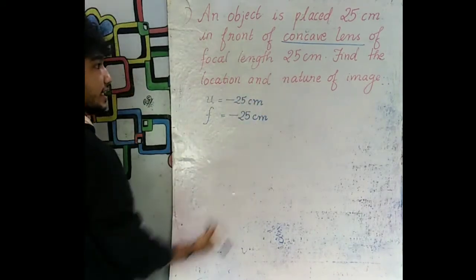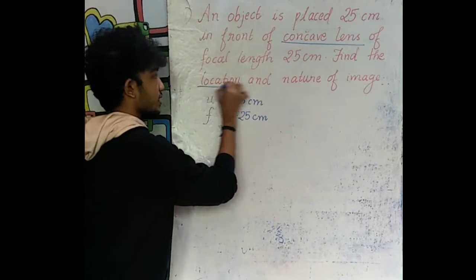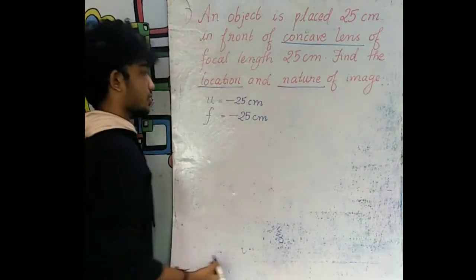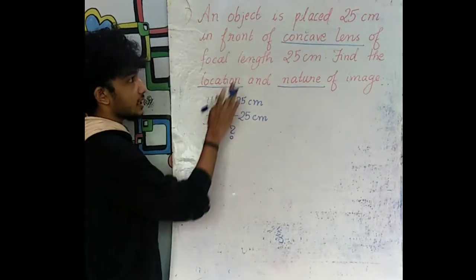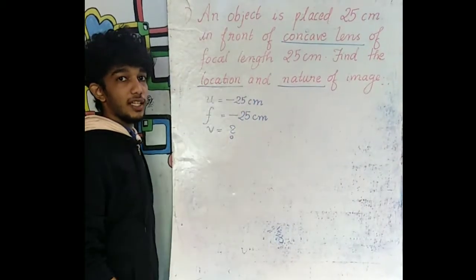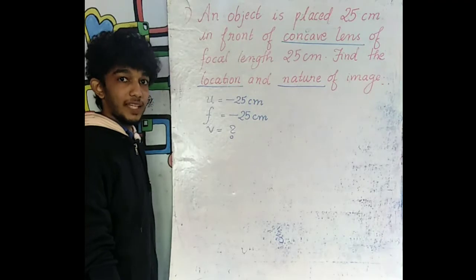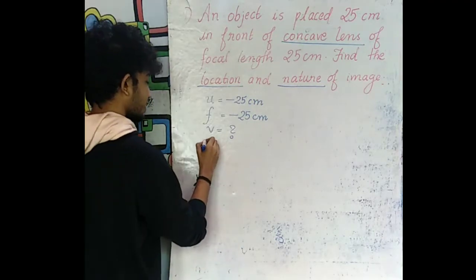Find the location and nature of the image. Where the image is located and what about its nature. Location means we have to find V. See the question. The lens is given. So, which formula is it? Lens formula or mirror formula? Lens formula.